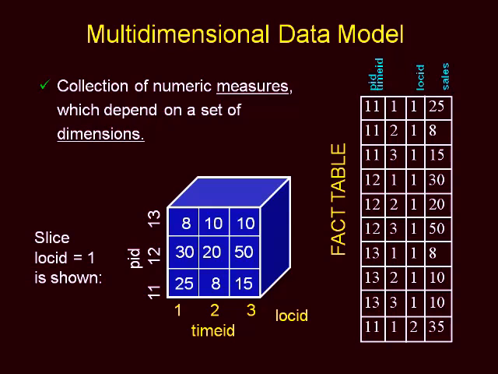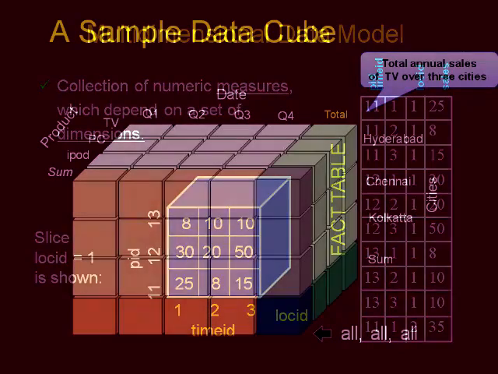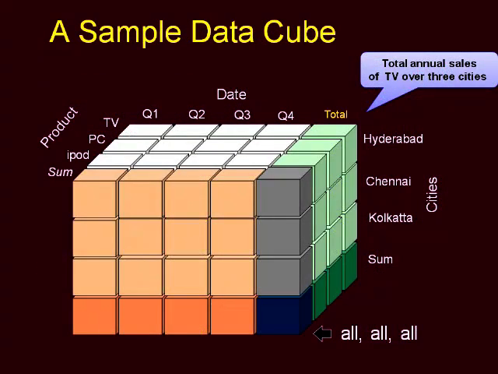The dimension names are not shown in the slide, but the IDs associated with each dimension are represented as PID for product ID, time ID for the time dimension, location ID for the location dimension, and sales here is a numerical measure. This representation shows the annual sales of various categories of products in different quarters over different cities. For example, annual sales of TV for 3 cities are shown in the form of an array, and the total sales are shown in the form of a simple number.